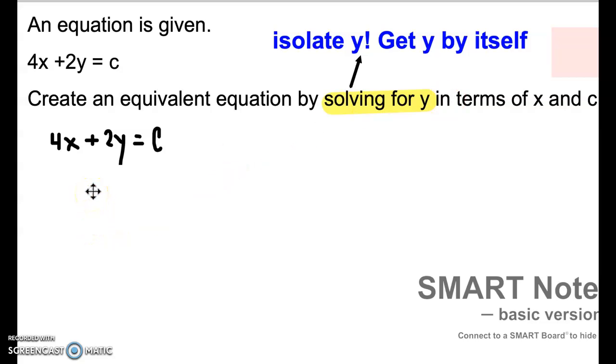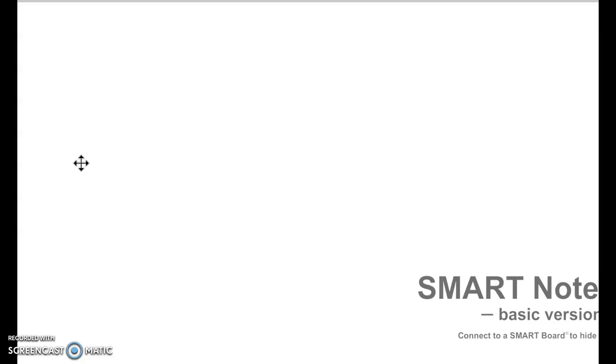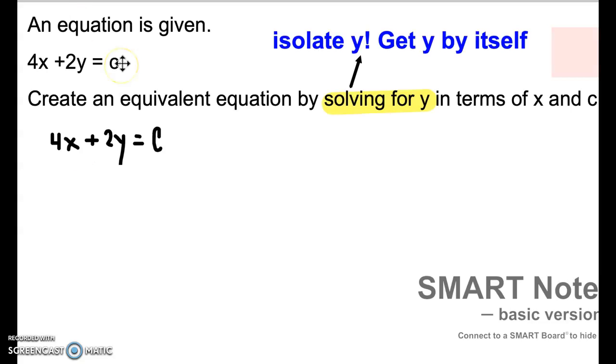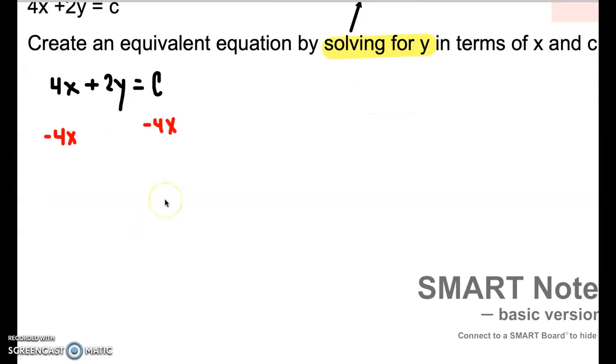So over here, we're still going to use our inverse operations. If we want to get y by itself, we have 4x plus 2y equals c. The first thing we need to take care of is taking this 4x and moving it to the other side of the equation. That's a positive 4x, it's being added there. So to undo adding 4x, we need to subtract 4x from both sides. That's exactly what we're going to do. When we do that, on the left-hand side, we're left with 2y. And on the right, we just have c minus 4x. We have that quantity c, and we're going to subtract 4x from it.